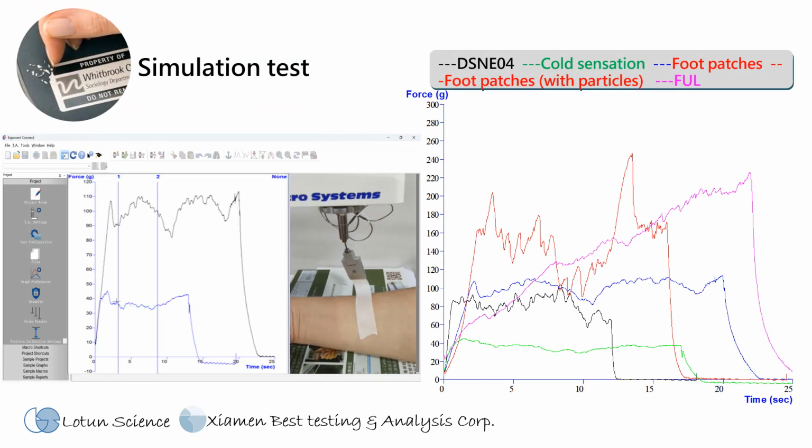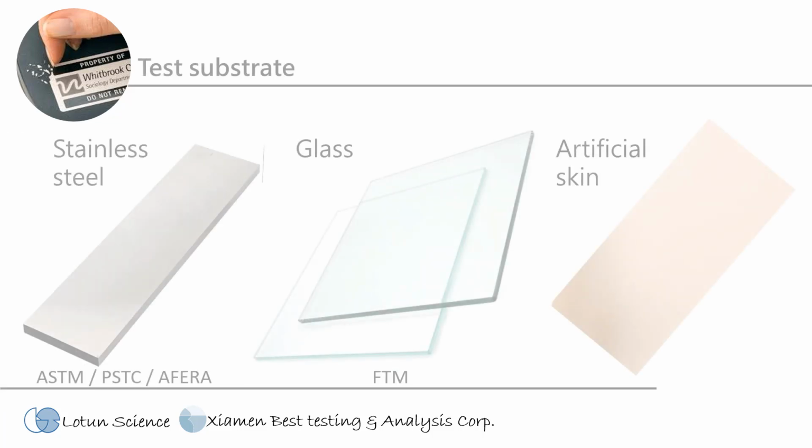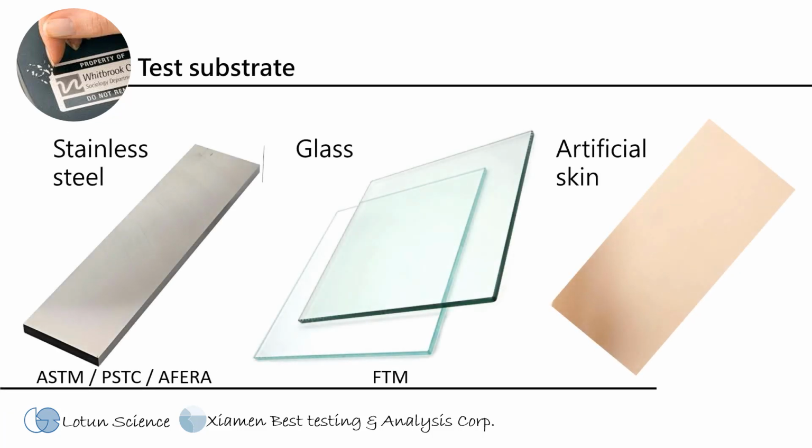From the curves, we see the cooling patch is easiest and smoothest to remove, but may lack holding power or leave residue. The granular foot patch has high, unstable peel forces due to uneven adhesion, while the non-granular version has moderate stickiness and smooth removal. Adhesive performance varies greatly across materials.